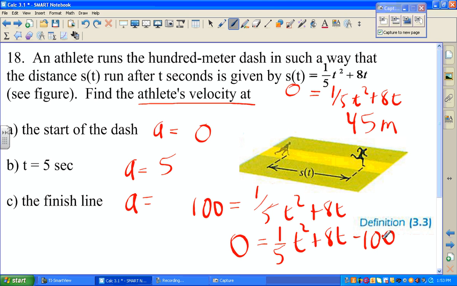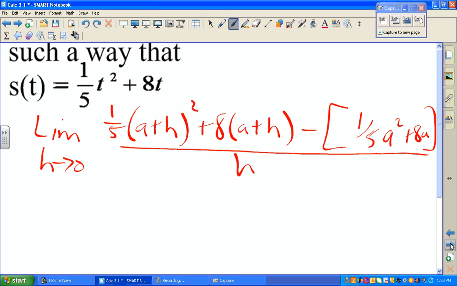Because once we find the answer, once we find the velocity, the equation, we can plug in those three numbers and get our answers for A, B, and C. So what is the time for this one? 10. So now I know that when I solve this equation, I want to find the slope at 0, at 5, and at 10. That answers part A, B, and C.